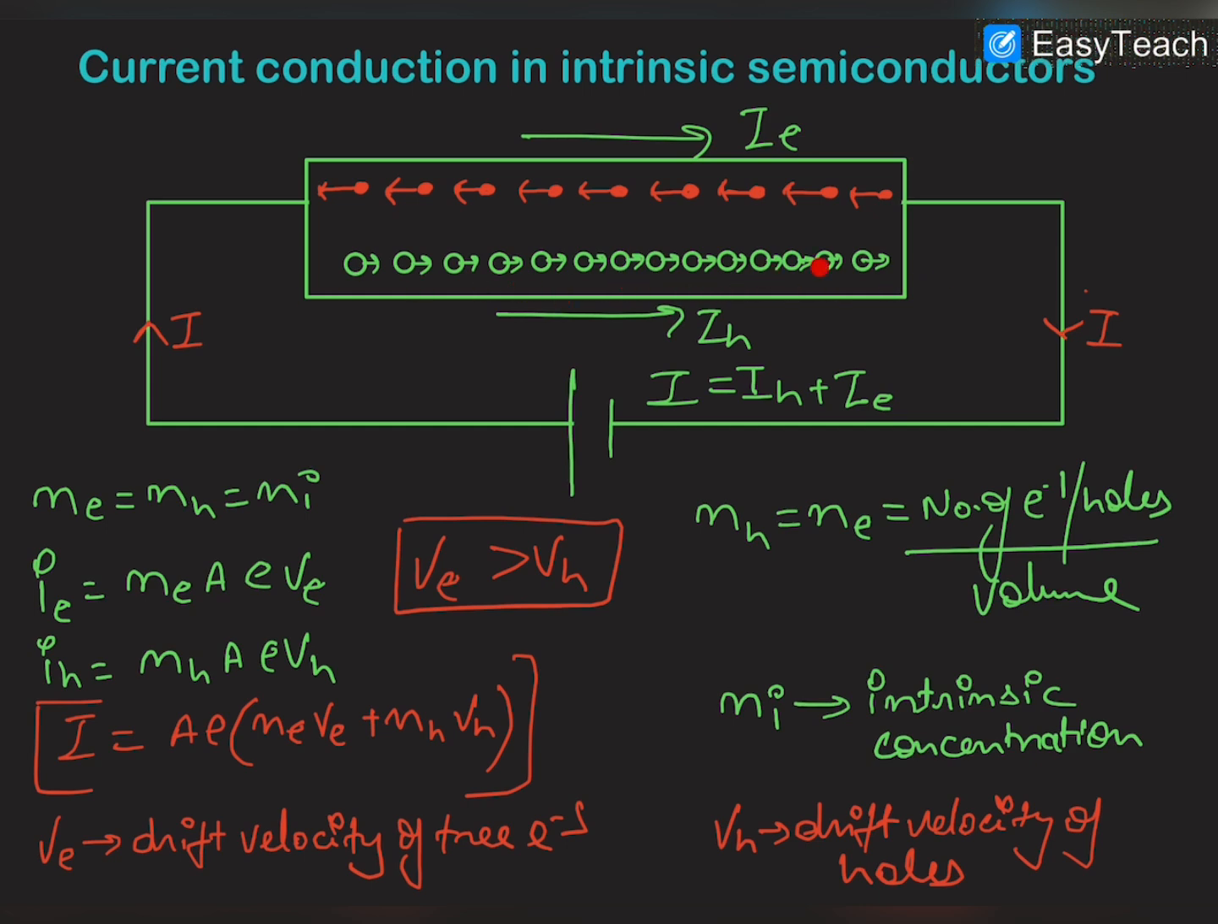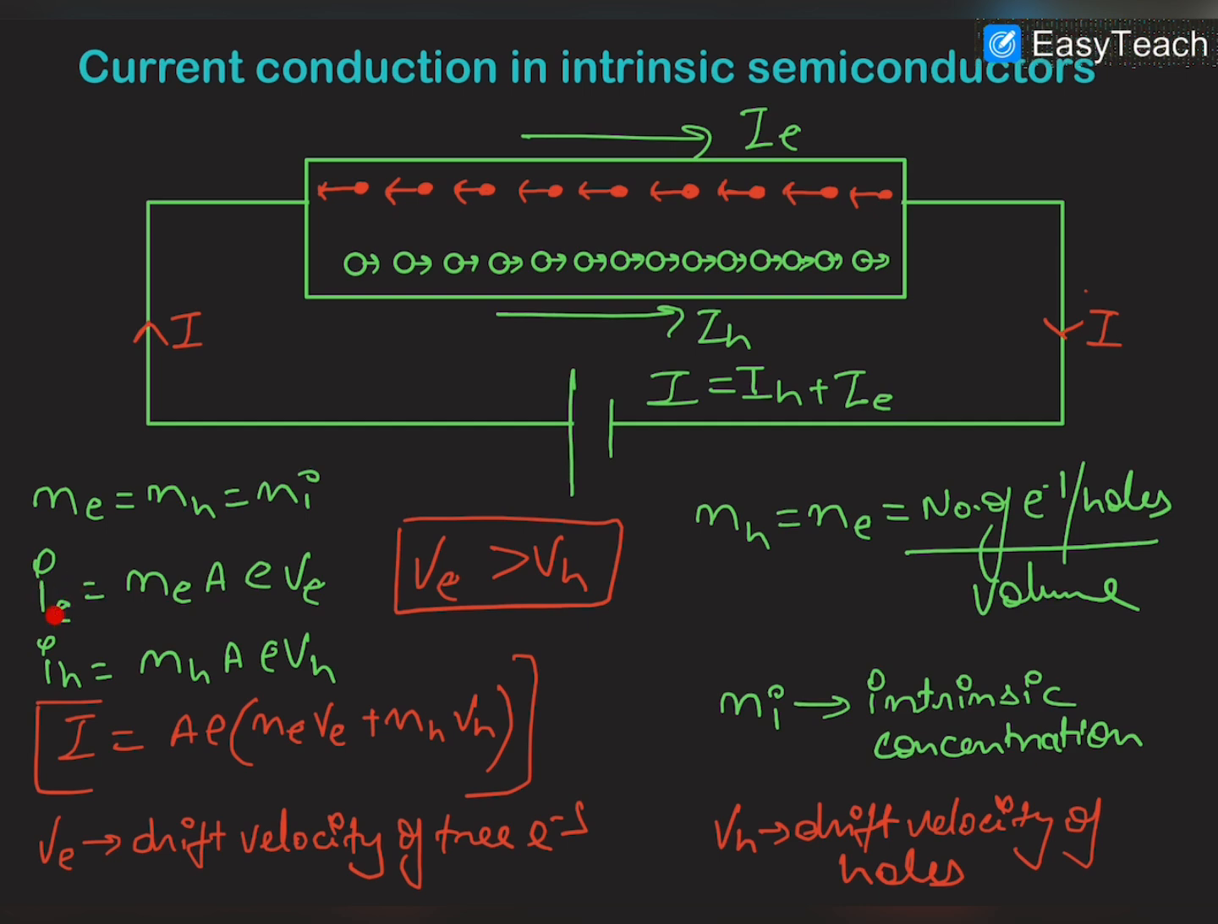So this will be the current, and we can say that the total current flowing in this wire will be the sum of the current of electrons and holes. The number of electrons per unit volume is Ne, and the number of holes per unit volume is Nh. These will be equal because we know that the numbers of electrons and holes in an intrinsic semiconductor are equal. So these two are equal, and they are also referred to as the intrinsic concentration.